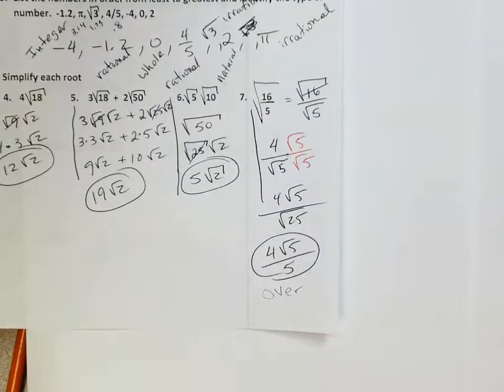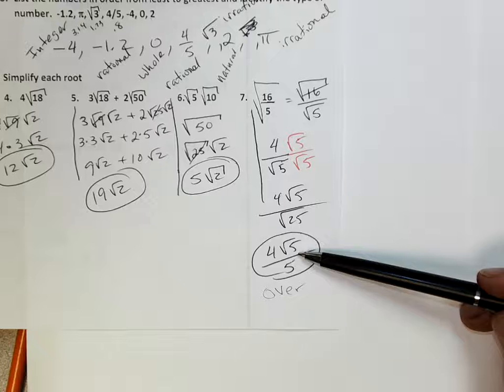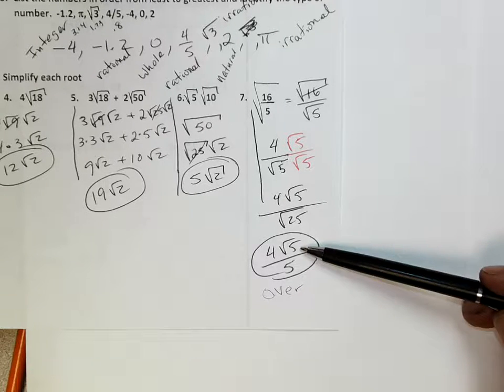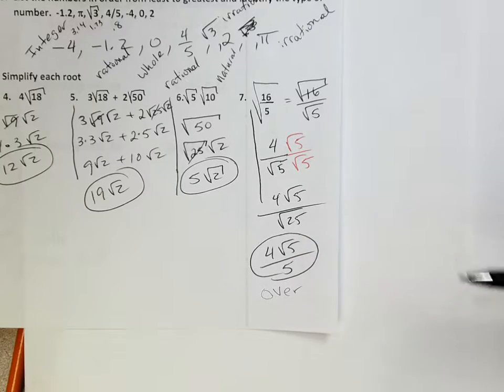Don't cancel those 5s. Don't cancel the 5s. Because that is not 5. It's 2.24 blah blah blah, okay? That is not 5. It is not a 5. It's a square root of 5, okay? Alright, turn the page.